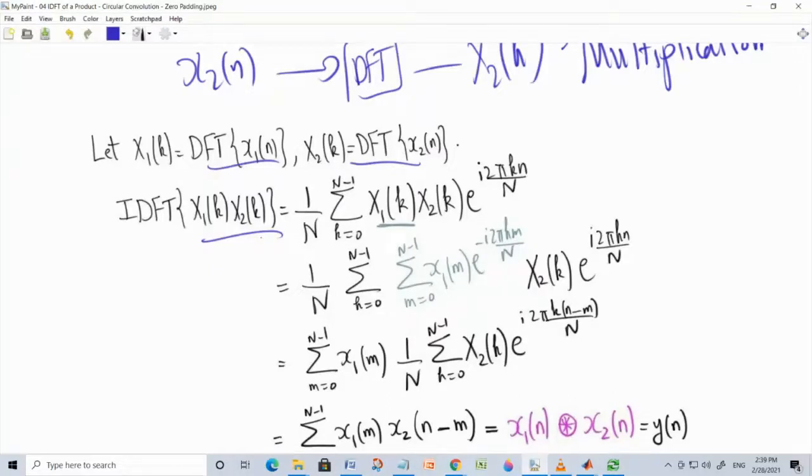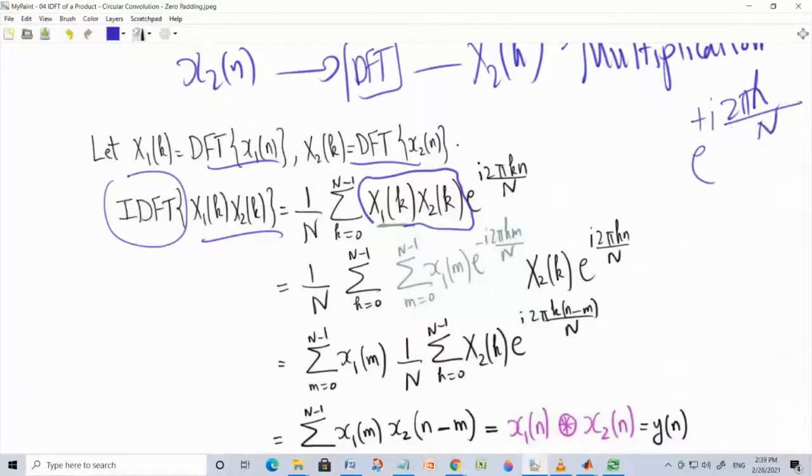So what is the inverse DFT? So we have this product. It's a function of k. Now we are doing the inverse DFT. So I will take the function of k and multiply by e to the plus, because it's the inverse DFT, 2 pi k over the number of samples.